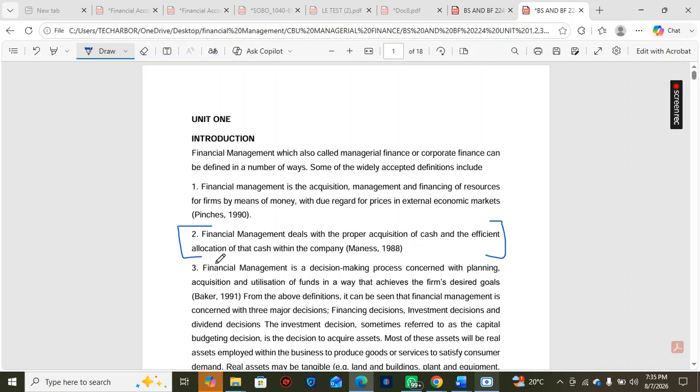Then there's also another one. Financial management is a decision making process concerned with planning, acquisition, and utilization of funds in a way that achieves the firm's desired goals.